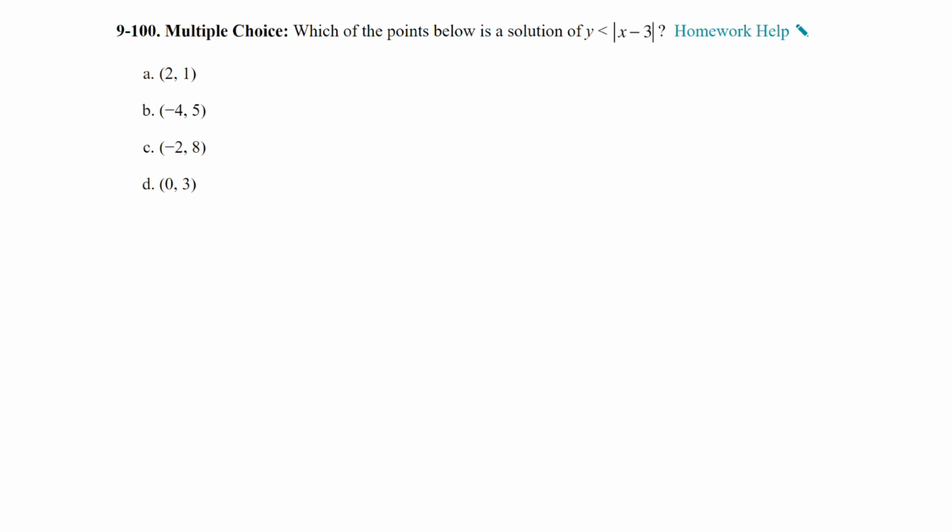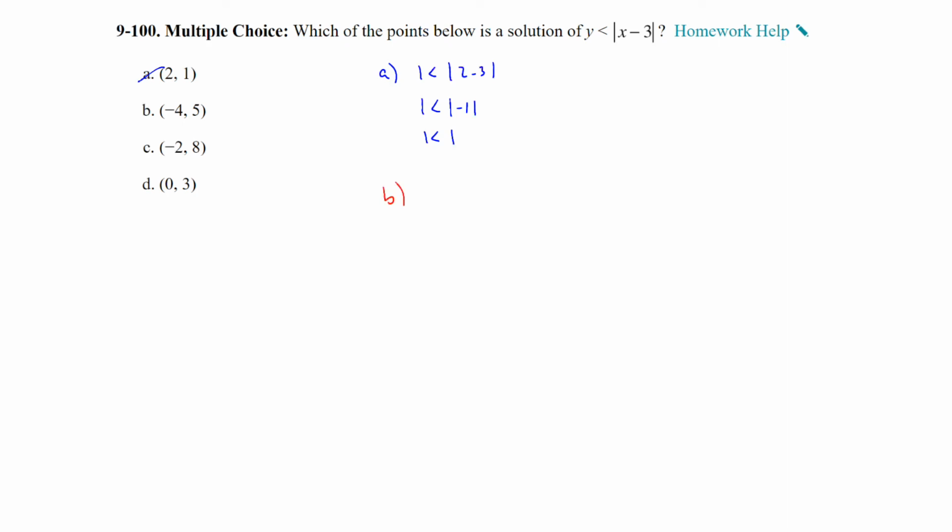Question 100. Multiple choice. Which of the points below is a solution of y less than the absolute value of x minus 3? So I would just say on each of these we're just going to plug them in and see if they work. So is 1 less than the absolute value of 2 minus 3? Is 1 less than the absolute value of negative 1? So is 1 less than 1? No. So that one doesn't work.